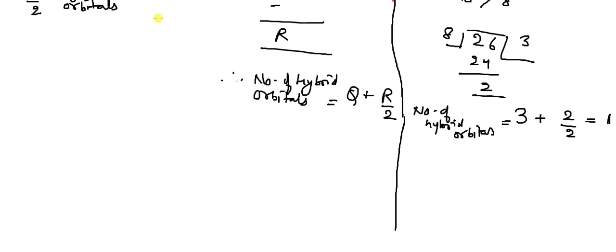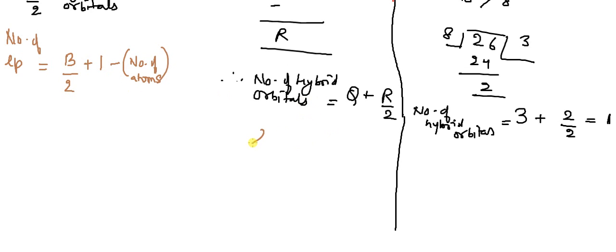And now if you're asked to find out the number of lone pairs here, the number of lone pairs is simple. It is simply dividing B by 2, plus adding 1 to it, and then subtracting the number of atoms here. But in this case, that is case 2, the number of lone pairs is equal to simply half of the remainder, and it's going to give you the number of lone pairs.